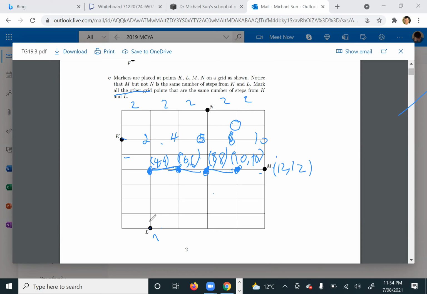Distance from L. So for L, you just have to add it to these dots, right? So this is 4, and plus another 2 is 6, right? This is 6, plus another 2 is 8. Yeah? This is 8.